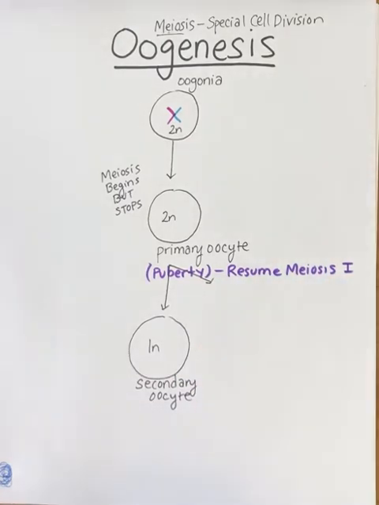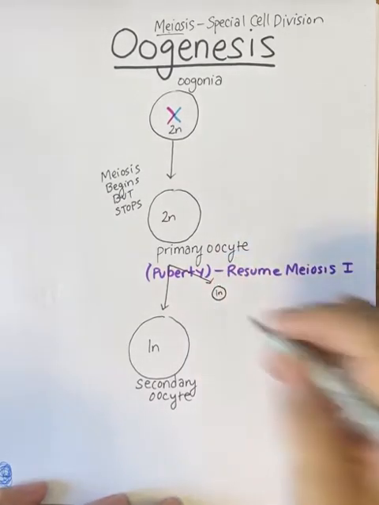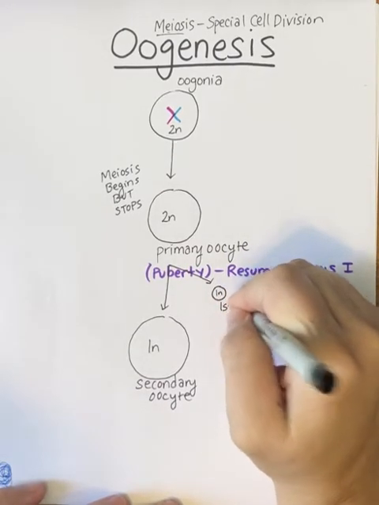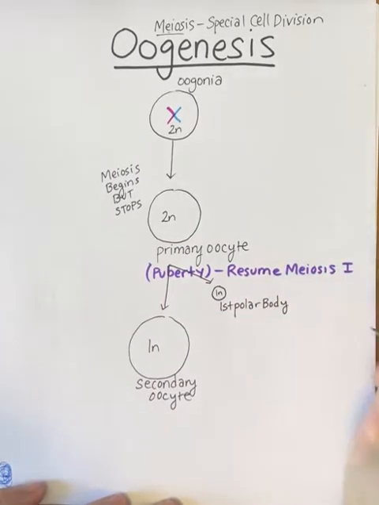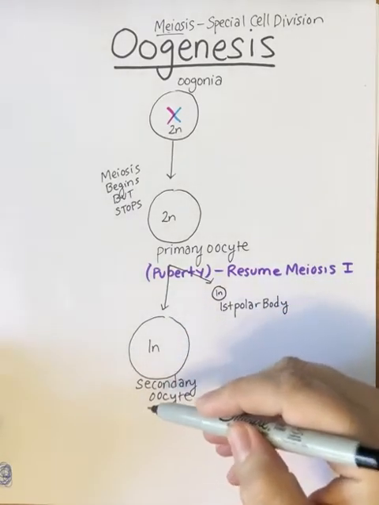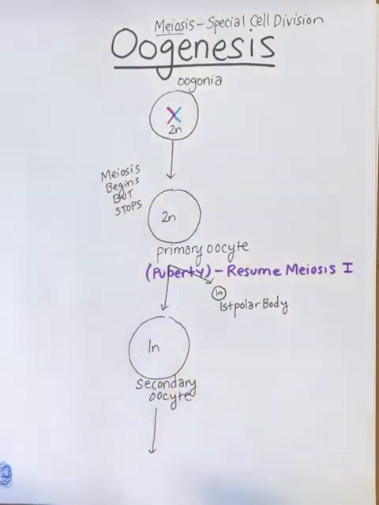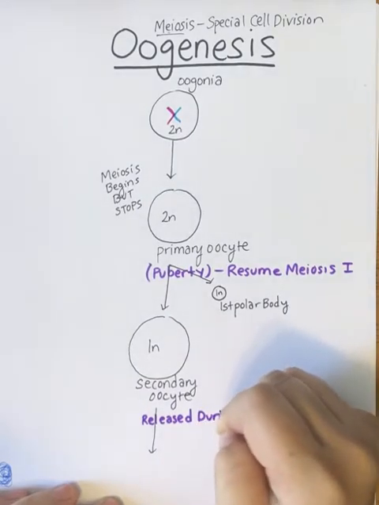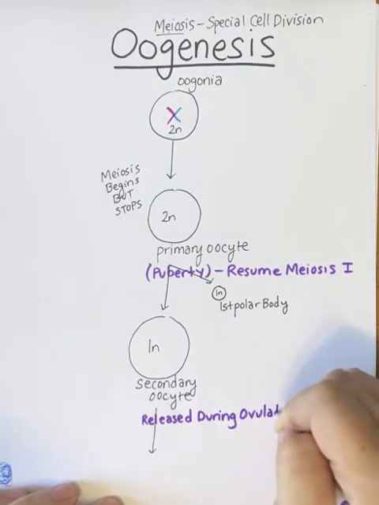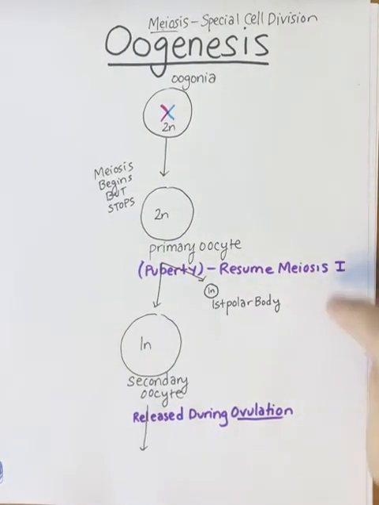But when it divides, it actually produces a much smaller cell that is basically just waste, which we call the first polar body. So most of this is going to go to your secondary oocyte, and your first polar body is going to degenerate. So this is meiosis 1. The secondary oocyte is going to be what's released during ovulation. And it's going to wait to be fertilized. So this secondary oocyte will not resume meiosis 2 unless it's fertilized.